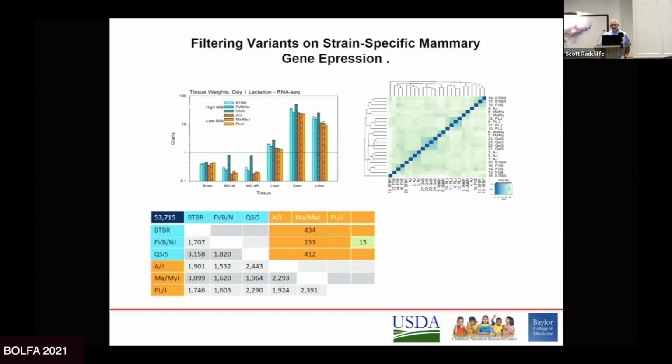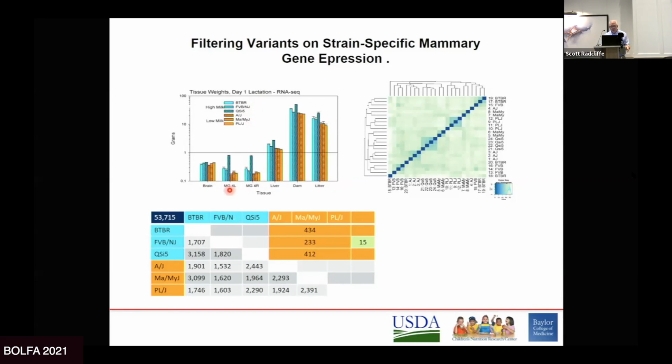So the graph on the top left shows a collection of 3 high and 3 low strains. What's shown here are just some tissue weights, but then at the right-hand side, you can compare the weights of the dam and the weight of the litter. The heat map on the right-hand side is overall gene expression values to cluster the traits together so you can show how the gene expression relates within and across different traits. And by and large, they largely clustered together.